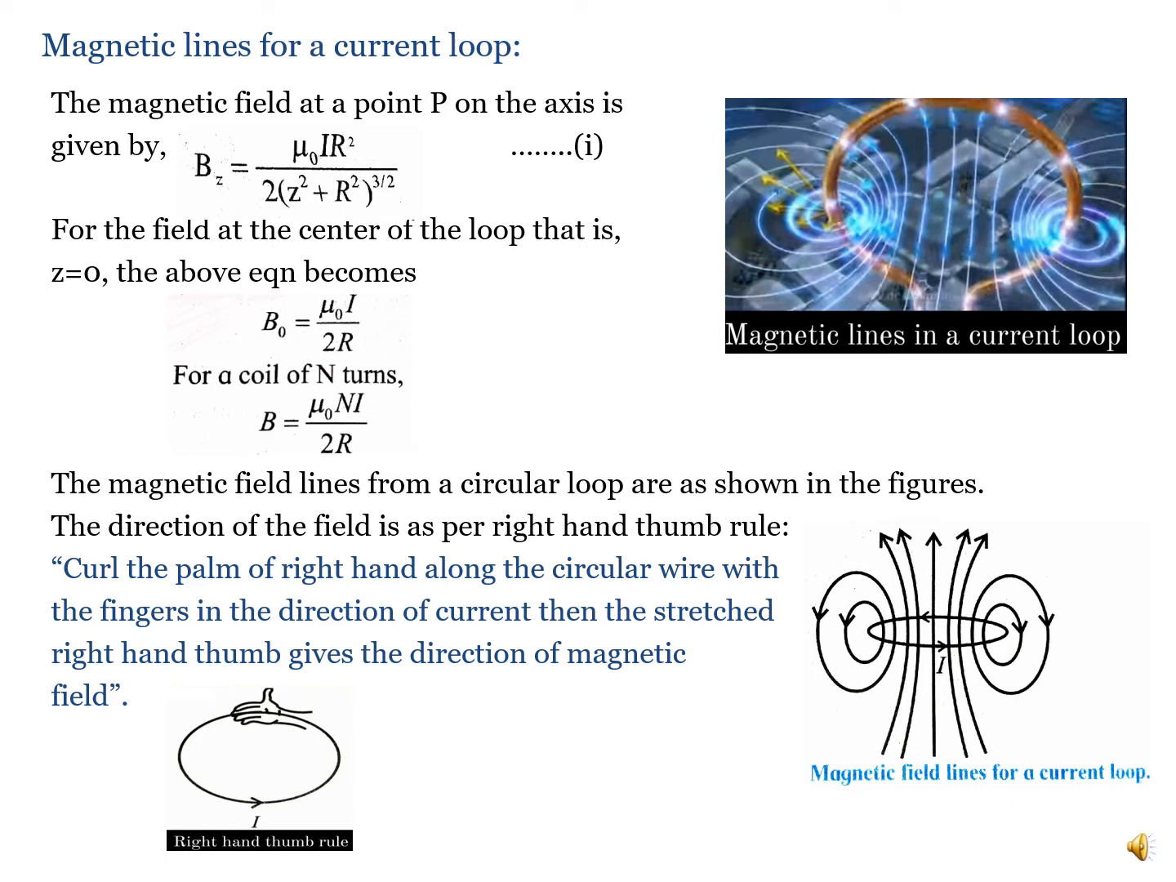The magnetic field lines from a circular loop are shown in the picture. What should be the direction of this field? The direction of the field is as per the right hand rule. In this rule, curl the palm of your right hand along the circular wire with the fingers in the direction of current. The stretched right hand thumb then gives the direction of magnetic field.